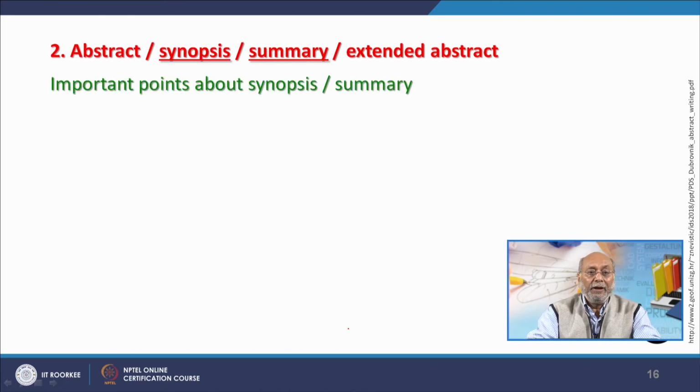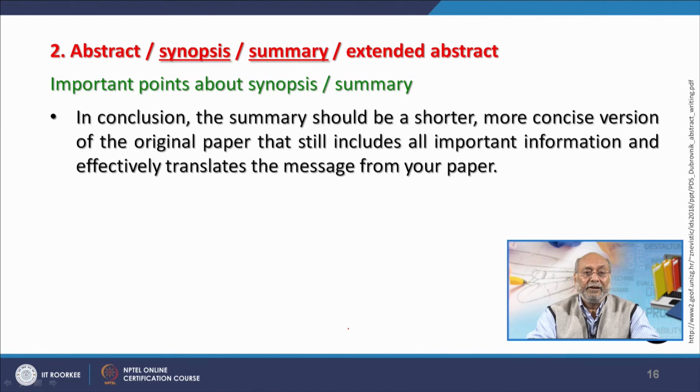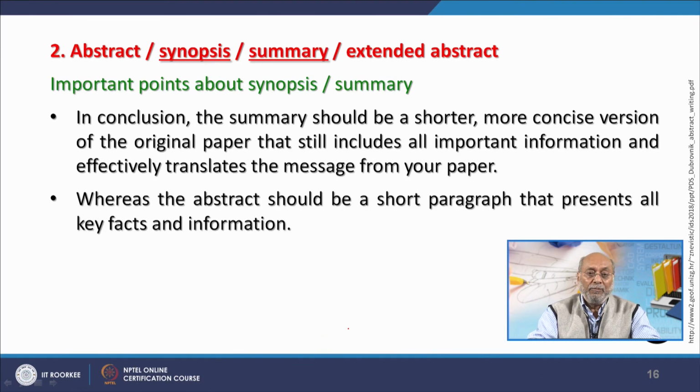Lastly, I would like to bring up these important points again. In conclusion, the summary should be a shorter, more concise version of the original paper, but can be larger than an extended abstract and definitely larger than an abstract. It should include all important information and should effectively translate the message from your paper, because it is a representation of your paper. Therefore, every important point discussed in the manuscript should come in the summary or synopsis. As we know, an abstract is a short paragraph, which we have already discussed.